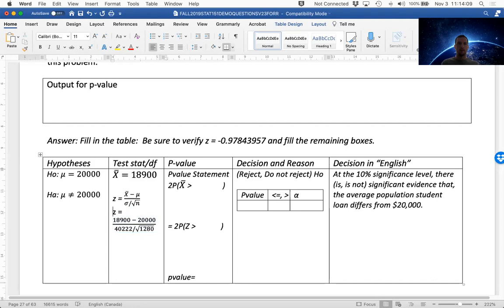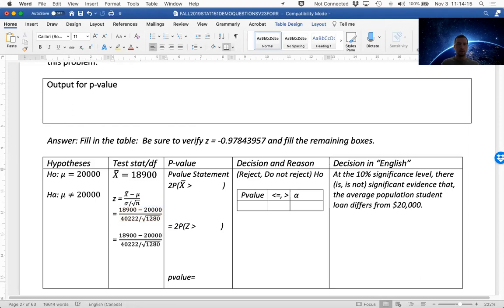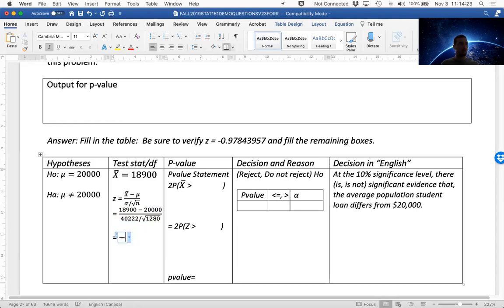Okay, and then in working out this equation here, can I get this all into one line? Yes, there we go. I should end up with a value of negative 0.97844 roughly.